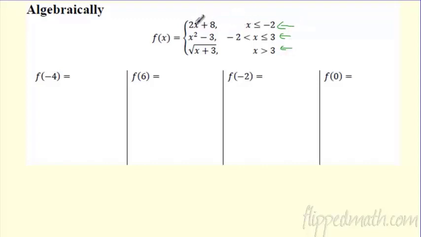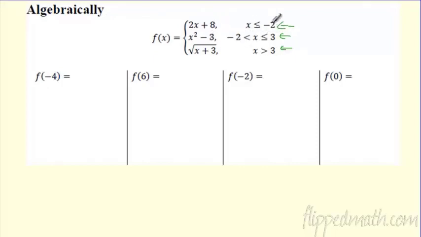The first one is linear. That looks like a line, mx plus b. Check this out. Here's a quadratic. It's got a square in it. And then this one's a square root. So definitely 3 different functions here. Can you evaluate it algebraically? Sure. F of -4, you just have to come up here and say, where does it fall in? -4 falls in which function?